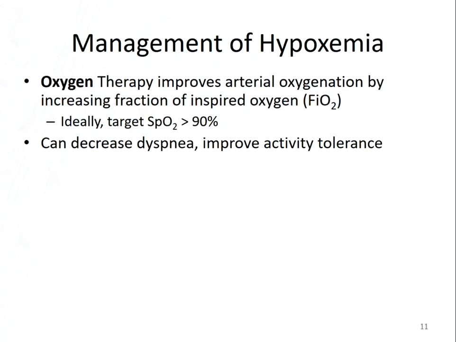Another pulmonary issue that we can help to manage is hypoxemia. And the major treatment for this is oxygen therapy. And oxygen therapy is going to improve arterial oxygenation by increasing the fraction of inspired oxygen. And ideally, we want the target oxygen saturation to be greater than 90%. Because once we reach that 90% point on the oxyhemoglobin dissociation curve, we reach a very steep portion of that curve. So very small changes in the percent saturation lead to very large changes in the oxygen content.